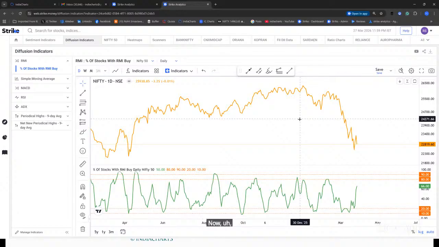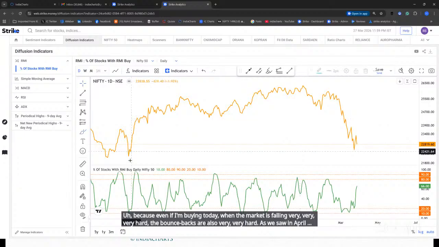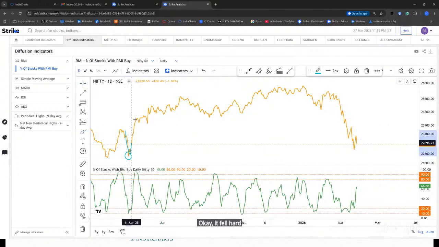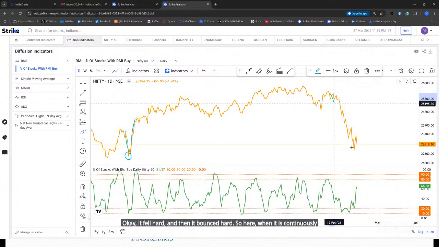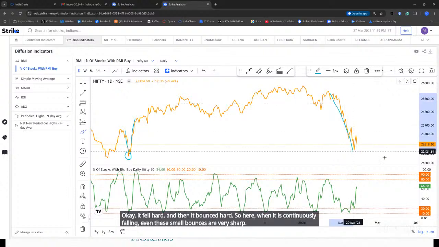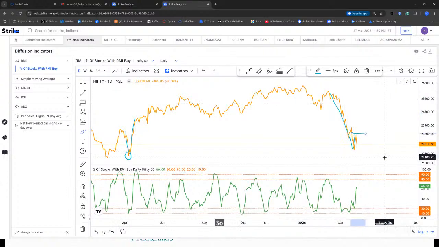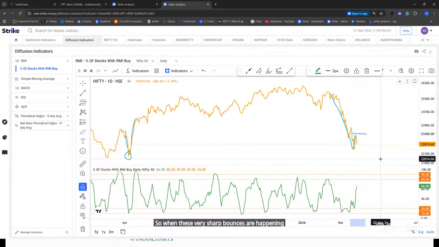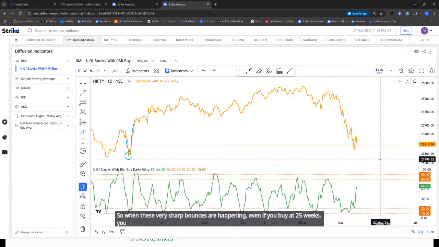Now, the next question becomes, does the premium matter? The answer is yes. Does the VIX matter? The answer is, it doesn't matter. Because even if I buy today, when the market is falling very hard, the bounce backs are also very hard. As we saw in April down here, it fell hard and then it bounced hard. So when it is continuously falling, even these small bounces are very sharp. When these very sharp bounces are happening, even if you buy at a VIX of 25, the price of the call option will go up.